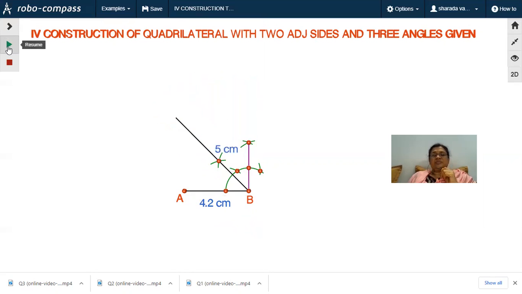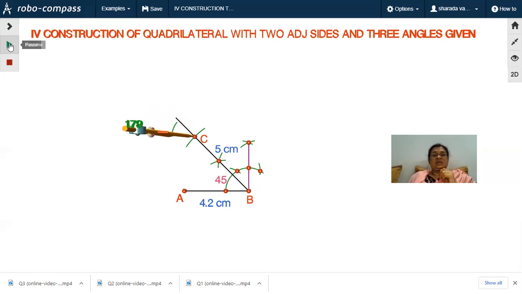Now you know this side, and this side also, it is 5 centimeters. So you will get the point C somewhere on this black line. That point C will be 5 centimeters from B. So take 5 centimeters, put the pointer at B, take the radius as 5 centimeters, draw an arc, and locate a point C. This point will be C.